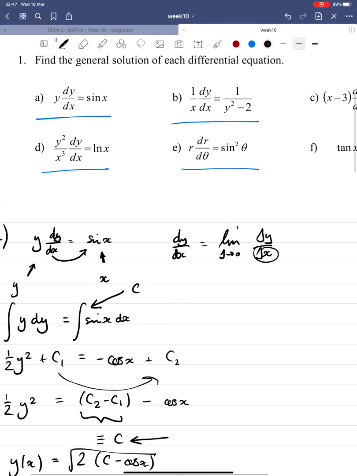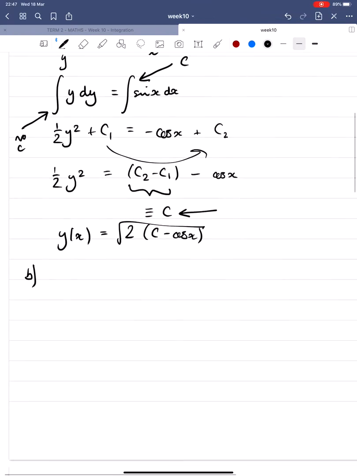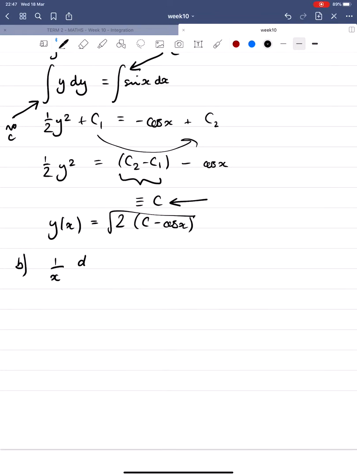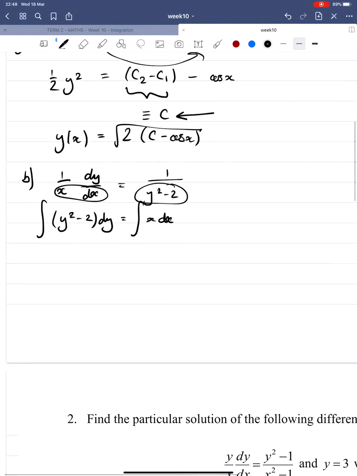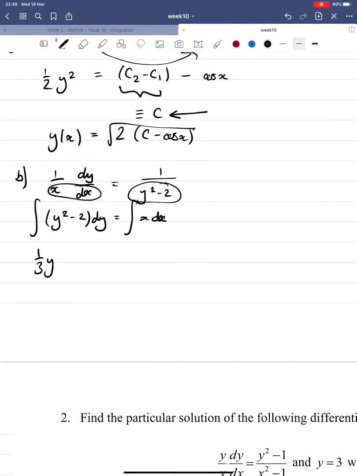So let's do B now. 1 on x dy/dx is equal to y squared minus 2, so 1 on x dy/dx is equal to 1 on (y squared minus 2). And I do the same thing. I want all the x's on the side that has dx on top and all the y's on the side that has dy on top. So I'm going to multiply by x dx, and I'm going to multiply by y squared minus 2, so that I get this, which I can integrate nice and easily.